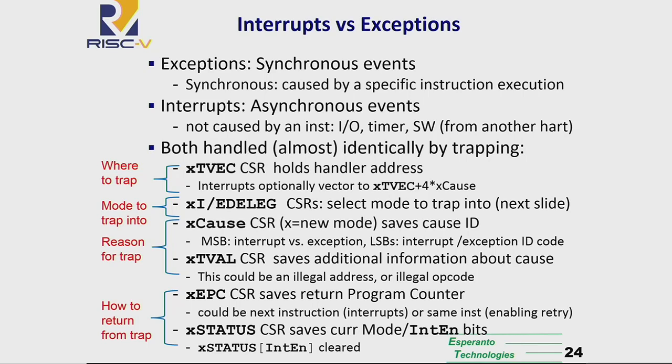And the xstatus CSR saves the mode that you were executing in and the interrupt enable that you had in the trapped context. And when you trap, you clear interrupt enable, because you don't want to keep interrupting while you're in the handler.